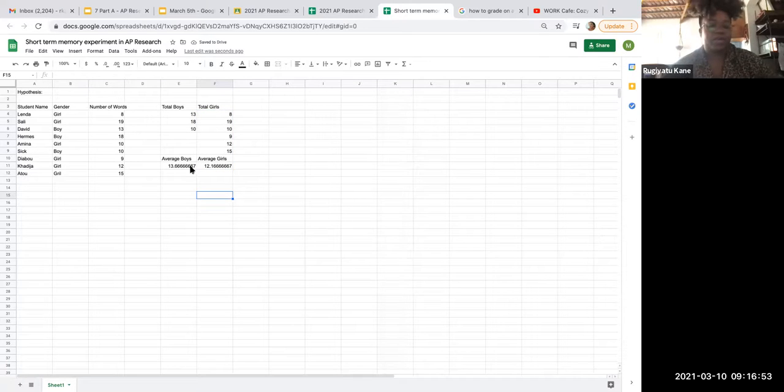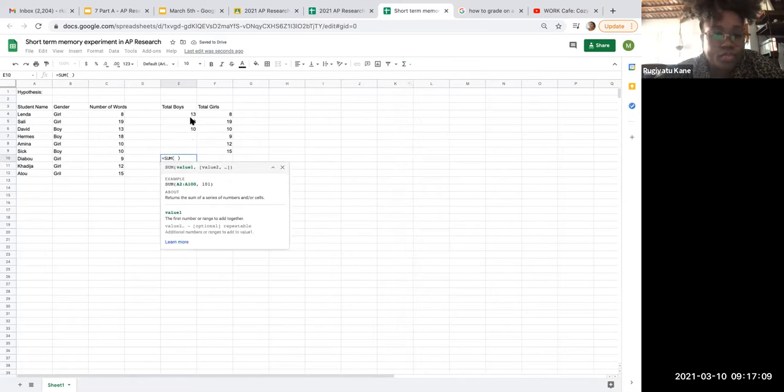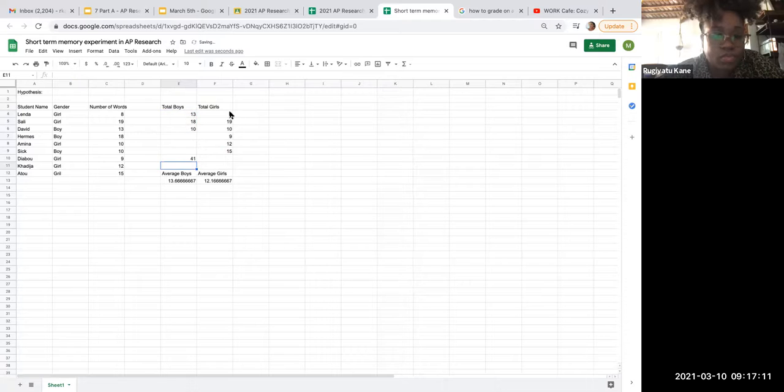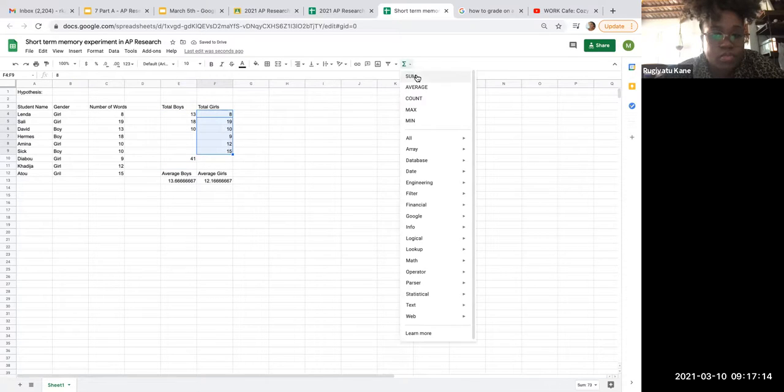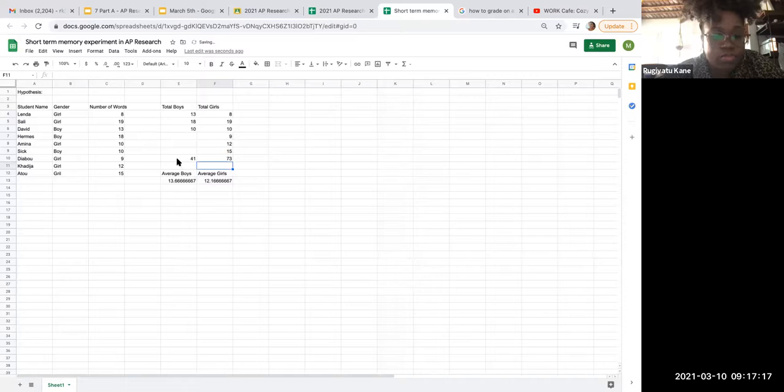Okay, so here we have that the average number of, oh, I did not do total. Sorry, guys. It can be messy sometimes. So the total number of words remembered by boys is 41, and the total number of words remembered by girls is 73. Obviously, there are more girls than there are boys.